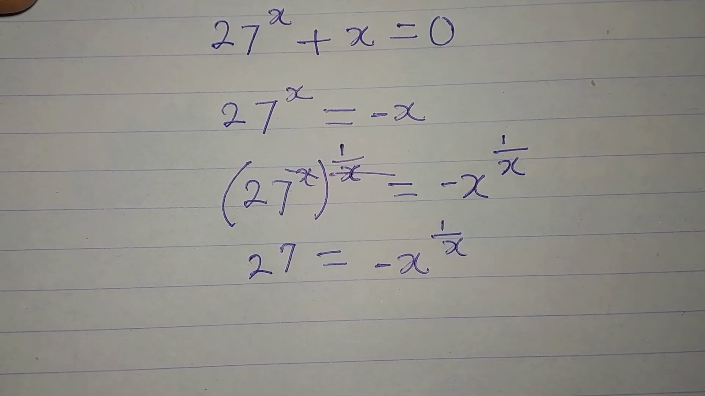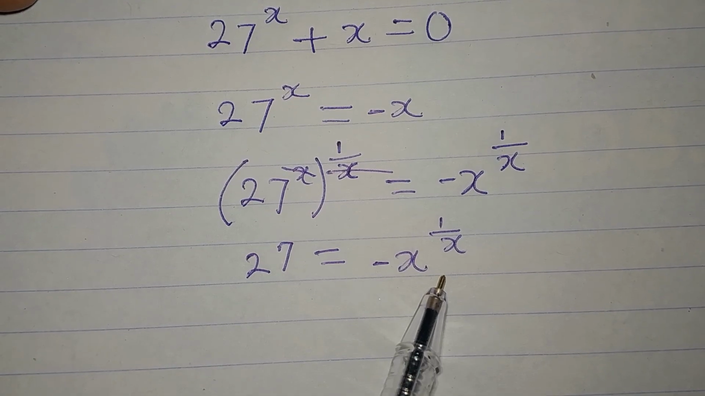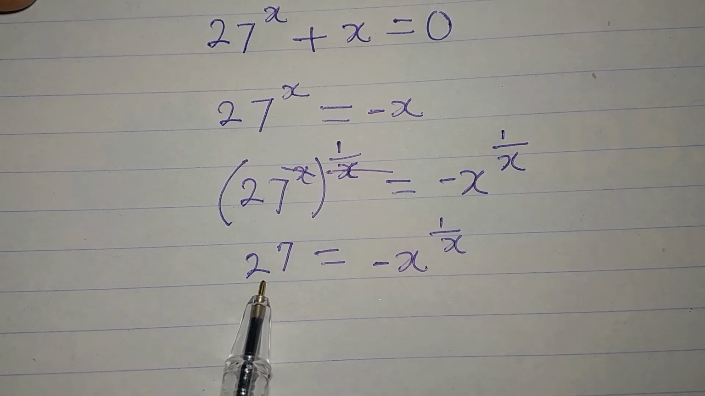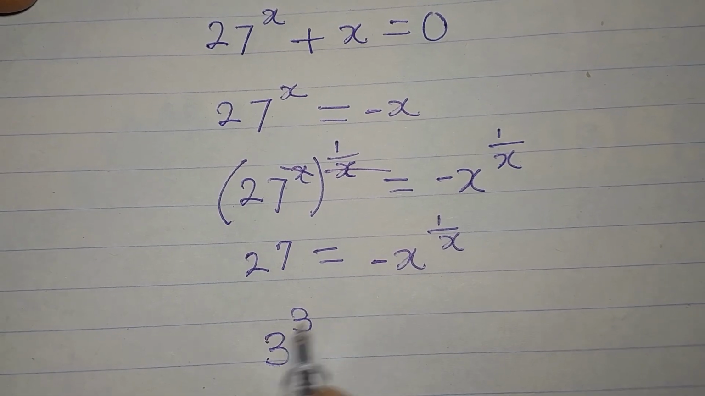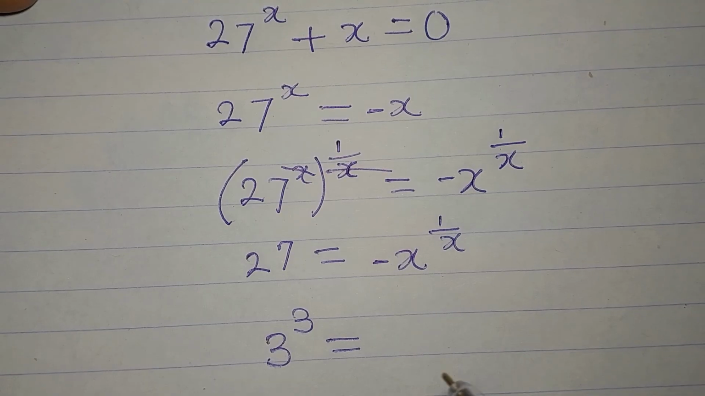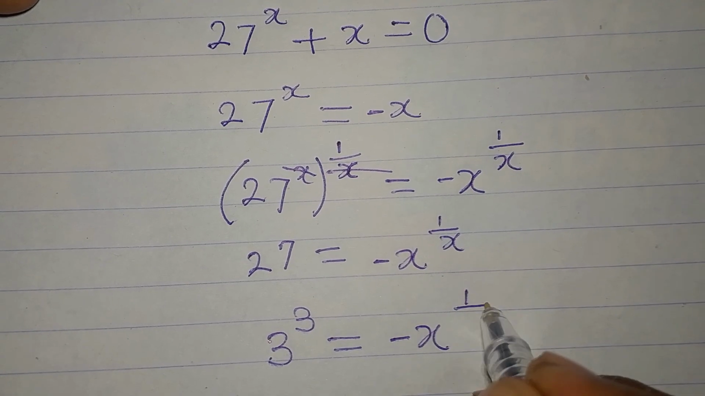So now if we continue from here, we look at the left hand side and the right hand side. The only way we can write the left hand side is as 3 to the power of 3. 3 to the power of 3 will now be equal to minus x to the power of 1 over x.